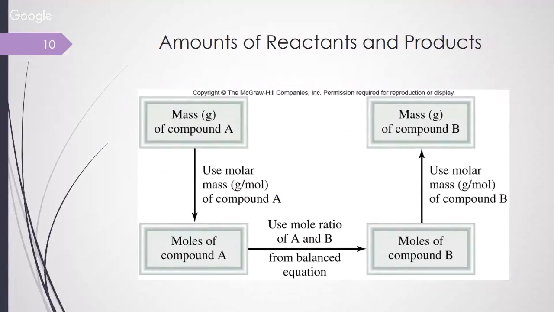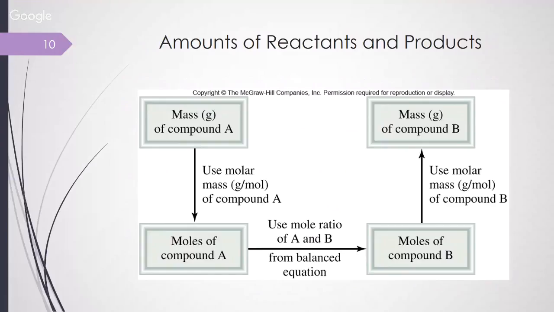So a flowchart that we can look at to apply these steps is something that I've talked about and I'm going to keep talking about in class. What are the steps that we are going to take? What are the 3 things that we need to know for our picket fence? So we always start with the mass of a particular compound. In order to convert from mass to moles, we need the molar mass.